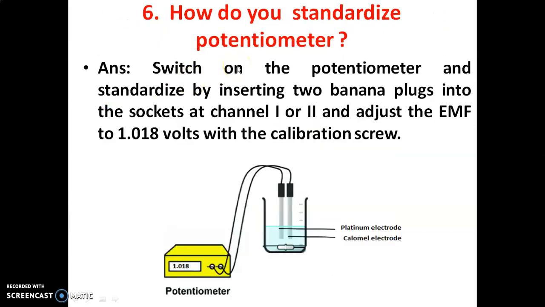Sixth question: how do you standardize the potentiometer? Switch on the potentiometer and standardize by inserting two banana plugs into sockets at channel 1 or channel 2, and adjust the EMF to 1.018 volts with the calibration screw. Connect positive to positive and negative to negative, and adjust to 1.018 volts by using the calibration screw.